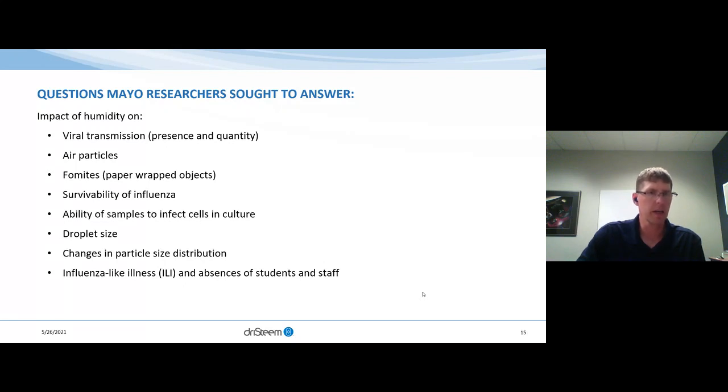So the thought is that humidity would have a positive impact in terms of reducing flu transmission, the particle sizes for flu-like illnesses, influenza A as an example, both in the air, on surfaces, and also in kids and their wellness in general and absences. So thinking about all of that holistically.